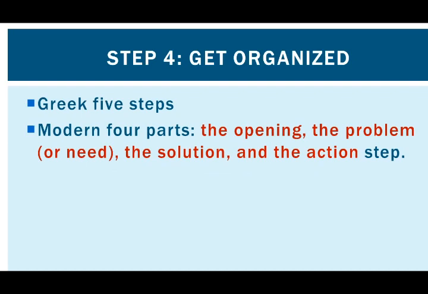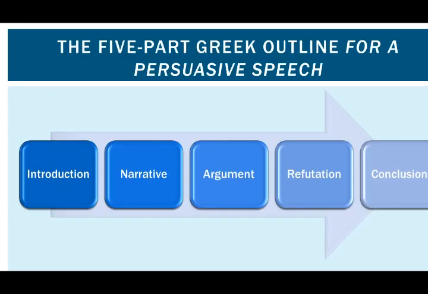And the 4th step is to get organized. There are the Greek 5 steps explained in chapter 6. And of course, there is the modern 4 parts: the opening, the problem or the need, then the solution, and then the action. What do you want your audience to do after all of this is said and done? So let's go to the Greek 5 steps. Just to give you an overview, we start with an introduction. You start with the narrative or the problem, and then your argument, and then the refutation or objections, and then you go to the conclusion.